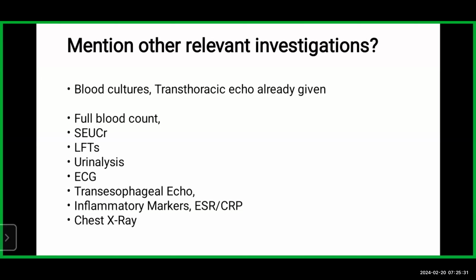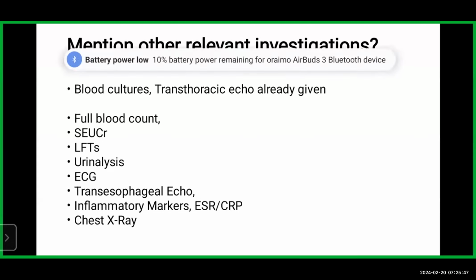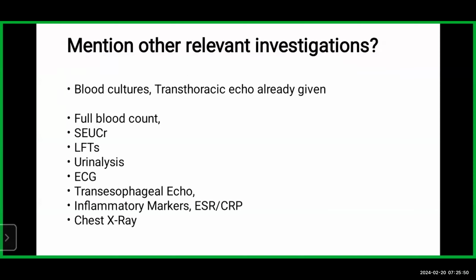Then ECG, although ECG may be normal, we may see evidence of conduction disturbances such as a high-grade AV block. Okay, then transesophageal echo is also important. Transesophageal echo is very important if our transthoracic echo is either non-diagnostic or not certain. We can consider doing a transesophageal echo. Then other inflammatory markers such as the ESR and the CRP may be elevated. Then chest X-ray. Chest X-ray may be normal, but if the patient presents in heart failure, we may see signs of heart failure on chest X-ray.